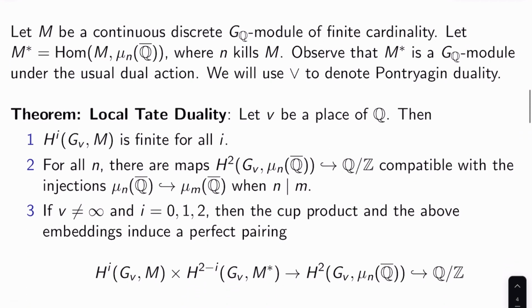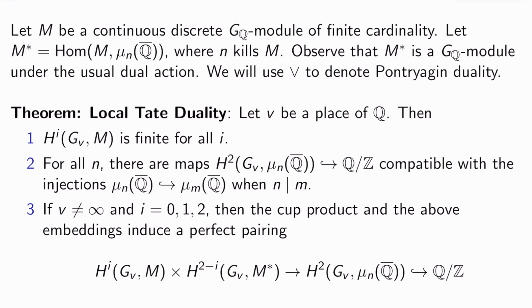Okay, so let's recall local Tate duality from chapter 4. Let M be a continuous discrete G_Q module of finite cardinality. Let M star be kind of like its dual, so homomorphisms from M to mu sub n of Q bar. Mu sub n denotes nth roots of unity, and n here is just some integer that kills M. Observe that M star is still a G_Q module under the usual dual action from basic representation theory. So throughout, this wedge symbol or this V symbol here will be used to denote Pontryagin duality.